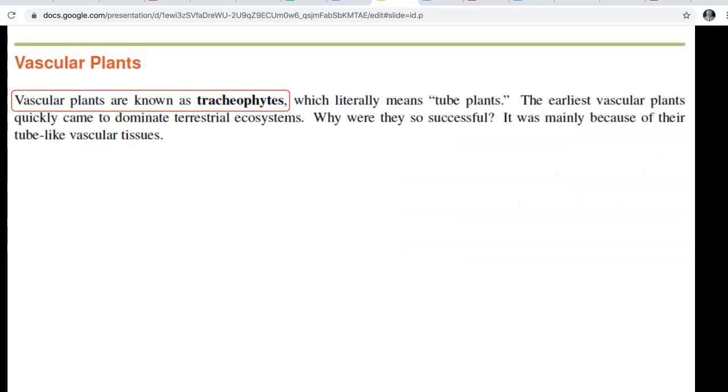Tracheophytes are the vascular plants, and the word tracheophyte means tube plants, and those tubes carry water all throughout the plant. The earlier vascular plants came quickly to dominate the terrestrial ecosystem. The word terrestrial there means land.